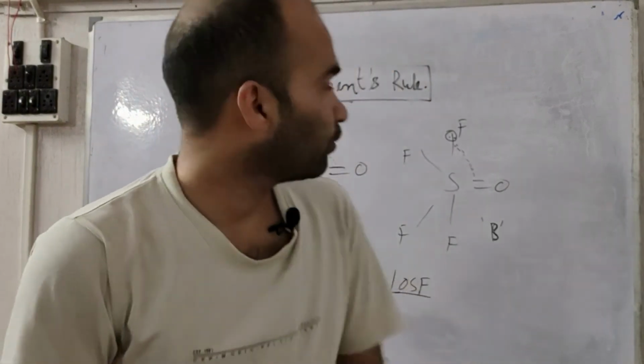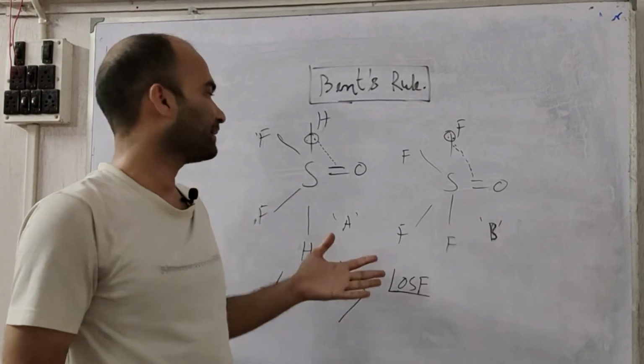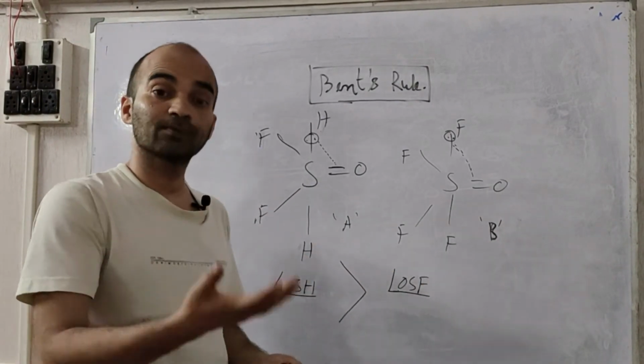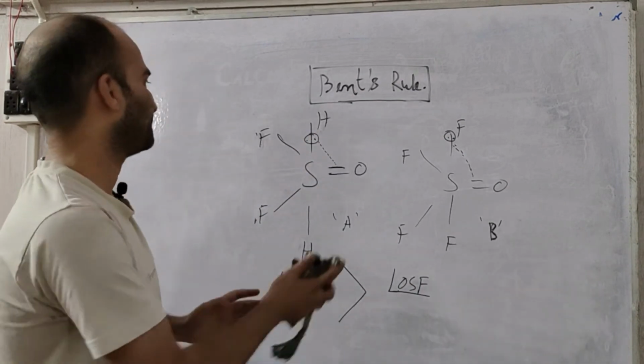There are plenty of molecules whose structural distortions can be explained by Bent's rule very easily.